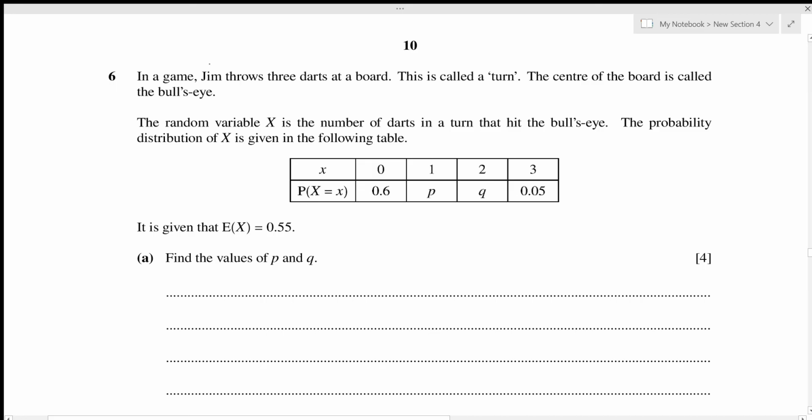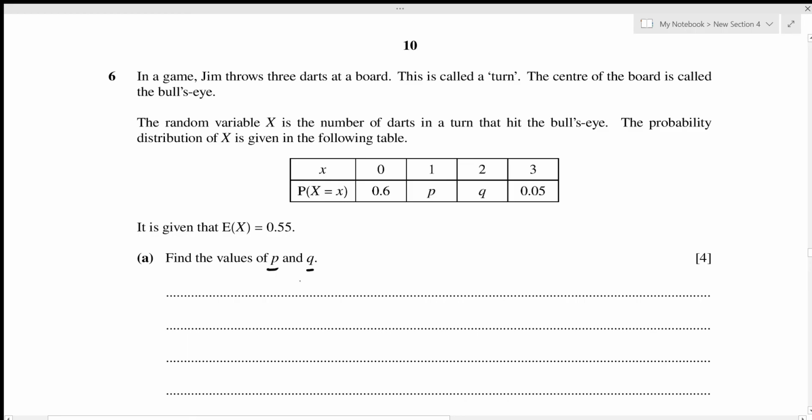In a game, Jim throws 3 darts at a board. This is called a turn. The center of the board is called the bullseye. Now the random variable x is the number of darts in a turn that hit the bullseye, and the probability distribution of x is given in the following table. And we are to find out the values of 2 variables p and q.